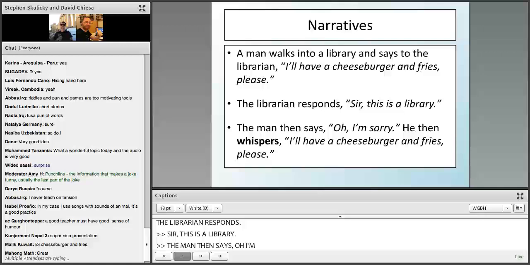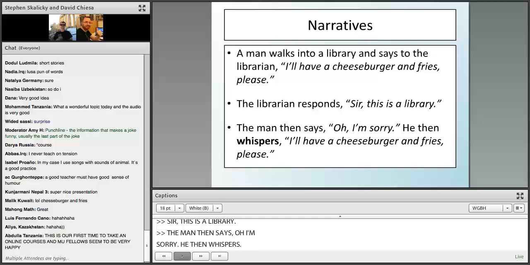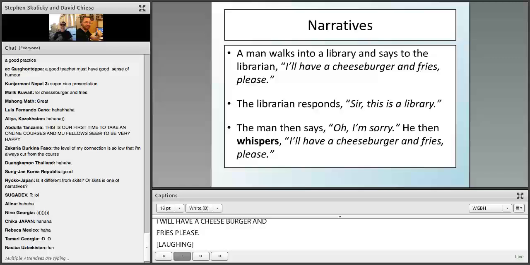So the humor in this scripted narrative is caused by the man's misunderstanding of what the librarian meant, right?